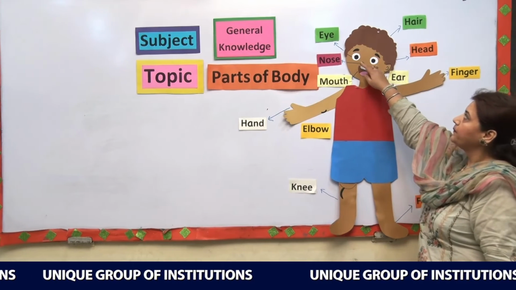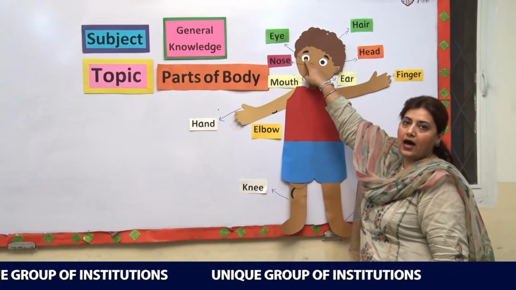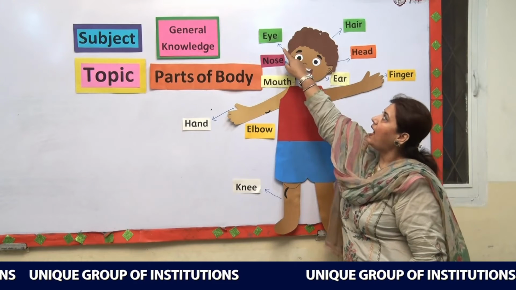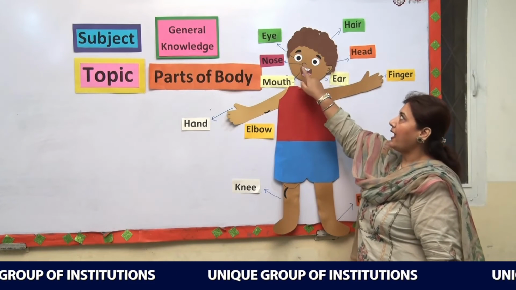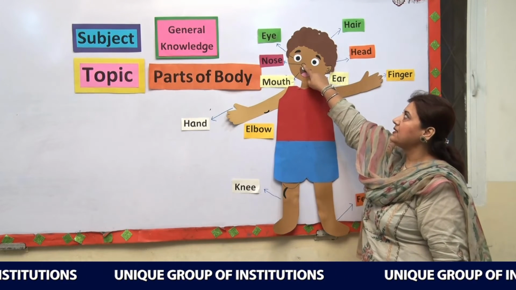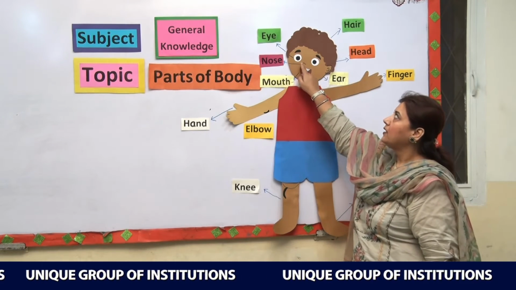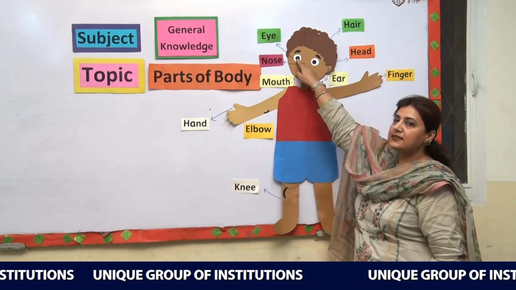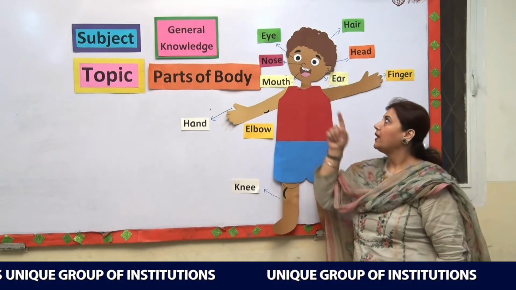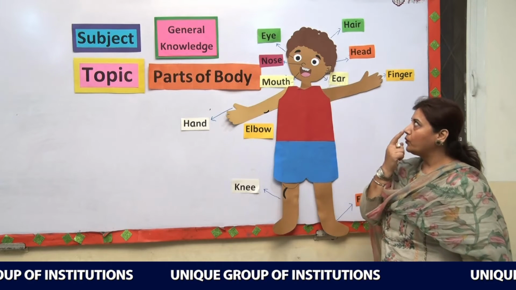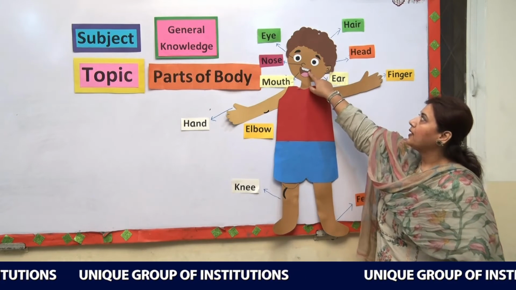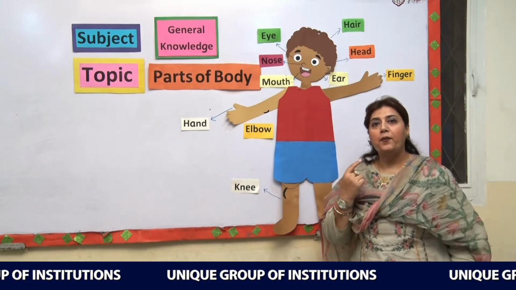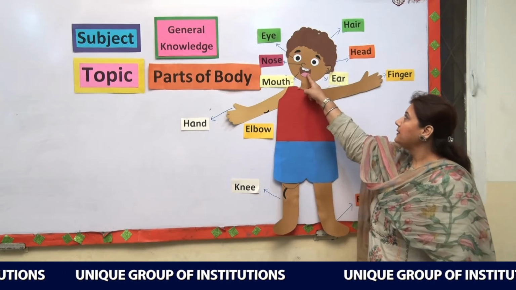What is this? This is eyes. What is this? This is eyes. And what is this? This is nose. This is nose. This is eyes. This is nose. And what is this? This is mouth. This is mouth.